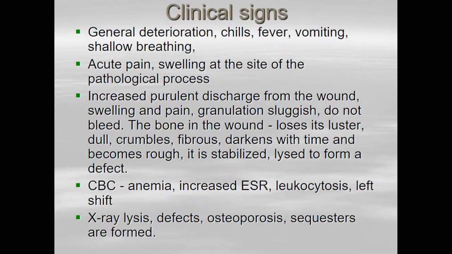General deterioration, chills, fever, vomiting, shallow breathing, acute pain, swelling at the site of the pathological process, increased purulent discharge from the wound, swelling and pain. Granulations are sluggish and do not bleed. The bone in the wound loses its luster, becomes dull, crumbles, darkens with time and becomes rough. Then stabilization, and lastly a defect forms. CBC: anemia, increased ESR, leukocytosis, left shift. X-ray: lysis, defect, osteoporosis, sequesters are formed.